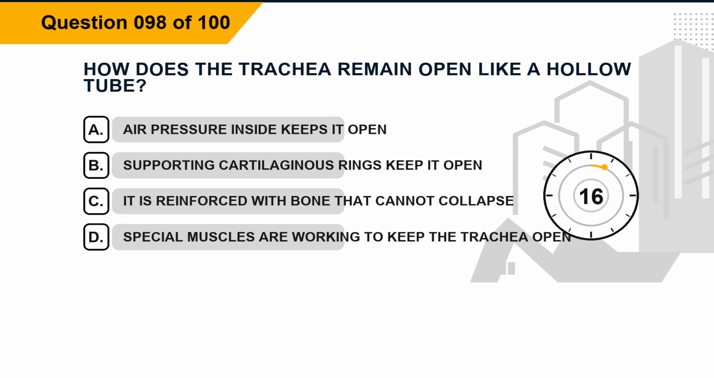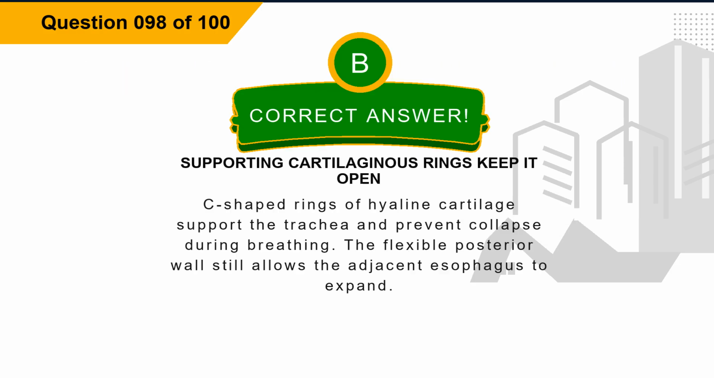Question 98. How does the trachea remain open like a hollow tube? Option A, air pressure inside keeps it open. Option B, supporting cartilaginous rings keep it open. Option C, it is reinforced with bone that cannot collapse. Option D, special muscles are working to keep the trachea open. The correct answer is option B, supporting cartilaginous rings keep it open. Explanation: C-shaped rings of hyaline cartilage support the trachea and prevent collapse during breathing. The flexible posterior wall still allows the adjacent esophagus to expand.